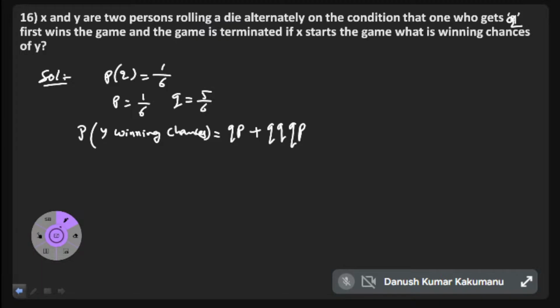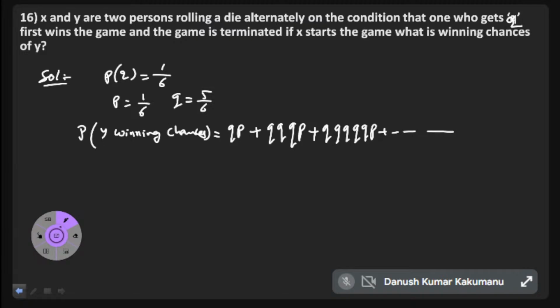First way of Y winning, second way of Y winning. All of you are understanding? Any confusion? Then tell me, what is the third way of Y winning? Third way. Q, Q, Q, Q, Q, Q, Q, Q. One more Q. RP, QP, plus so on.